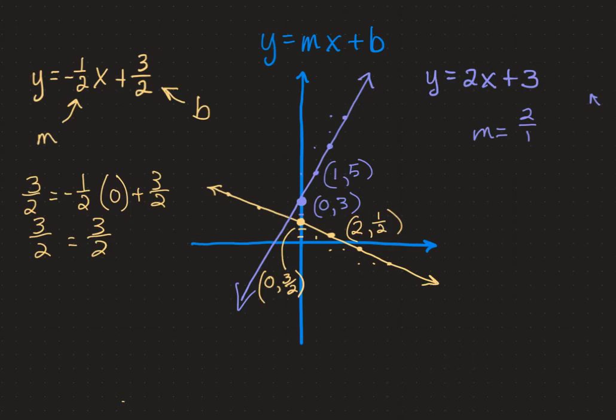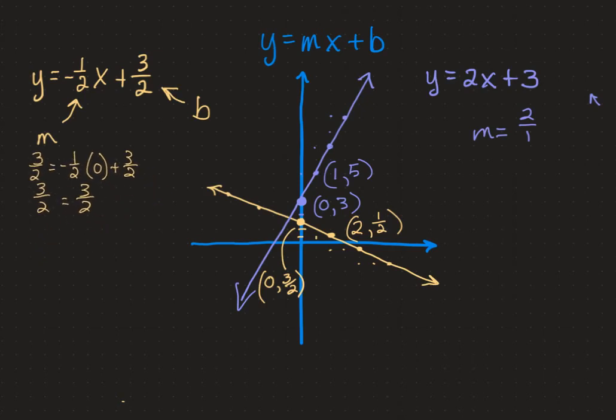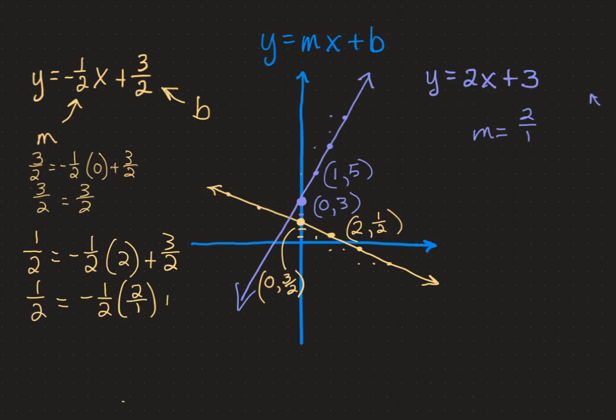Well, that's kind of obvious. Let's try another point though. Let's take the point 2 and 1/2 and put it in here. The 1/2 is the y value. Then we have a -1/2. What's the x value? That x value is 2. And I'm adding 3/2. Okay, 1/2 equals -1/2. Oh, I'm multiplying by a fraction, so I'm going to write 2 as 2 over 1. And then I get 1/2 equals -1 plus 3 over 2.